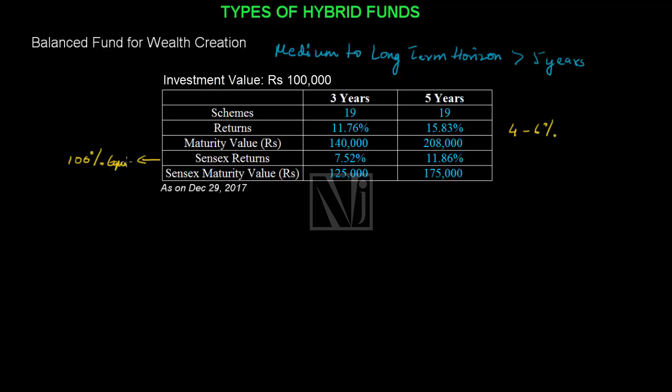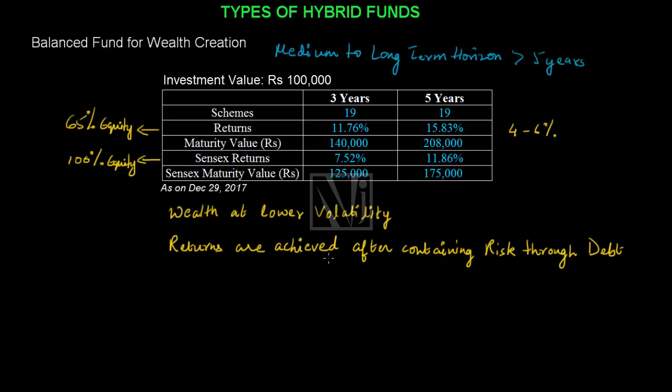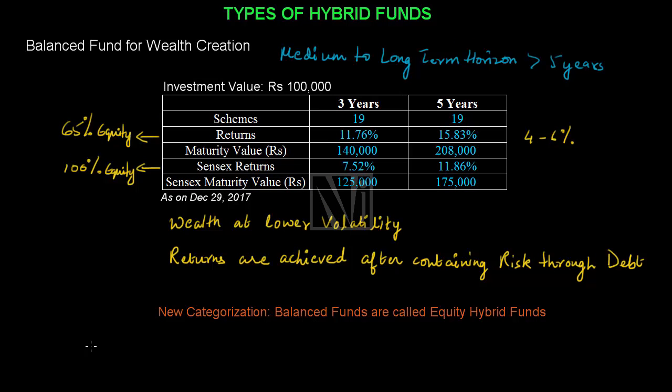The superior returns from a balanced fund are irrespective of the fact that the Sensex is 100% equity, whereas a balanced fund is around 65% equity. This means that balanced funds have created wealth for the investors at lower volatility. These returns are achieved after containing the risk through the debt component of the portfolio. According to the new categorization of mutual funds, balanced funds are now called equity hybrid funds.